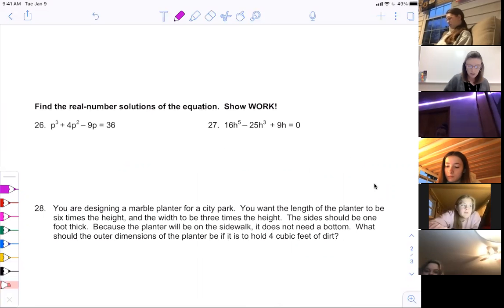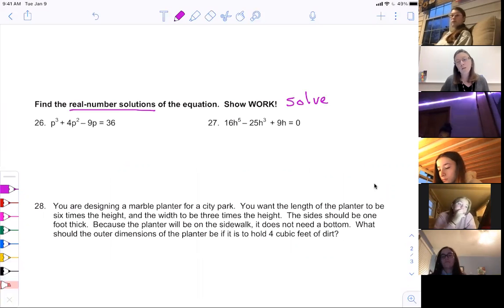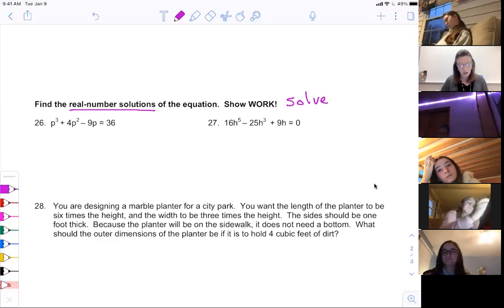And then 26 and 27 want you to find the real number solutions. This means to solve. So when it says find the real number solutions, your answers are not supposed to be imaginary. They're supposed to be real numbers. So you shouldn't have an imaginary number as a solution, but you do want to solve for the variable. So that's what find the real number solutions means.